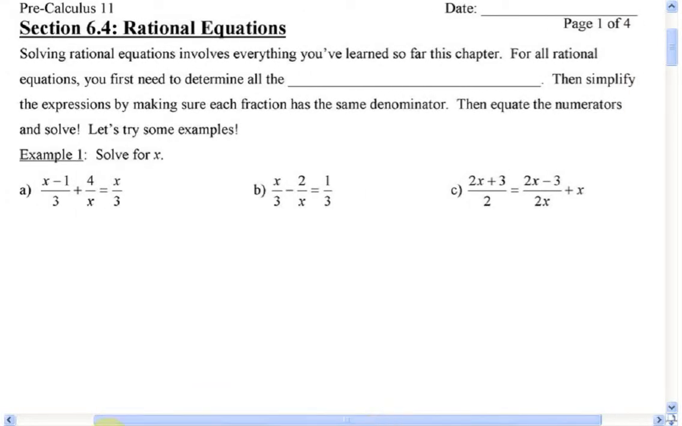I'm going to ask you now to solve what I call rational equations. Now, solving equations like this involves everything you've learned so far in this chapter. Remember the NPV stuff? Adding, subtracting, multiplying, dividing, all that stuff's coming back. For all rational equations, the first thing we ask you to do is always determine the NPVs, right? Or non-permissible values. That's what you need to do first.